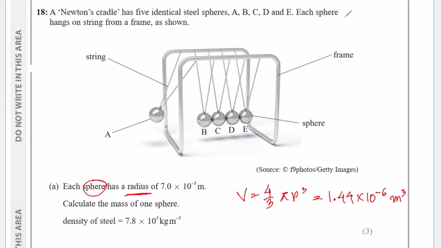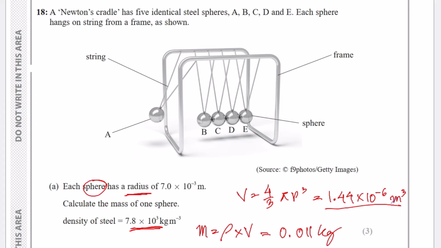Then the question has the density given. And now you just link and recall the equation that links density with volume. Density equals mass by volume. So mass would be equal to density times volume. I have the volume. Just multiply this with the density. So the value of mass that you get by multiplying density and volume is 0.011.